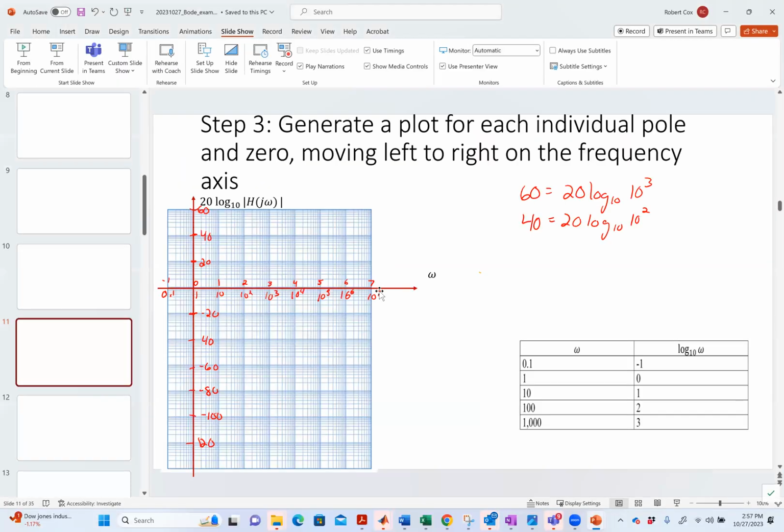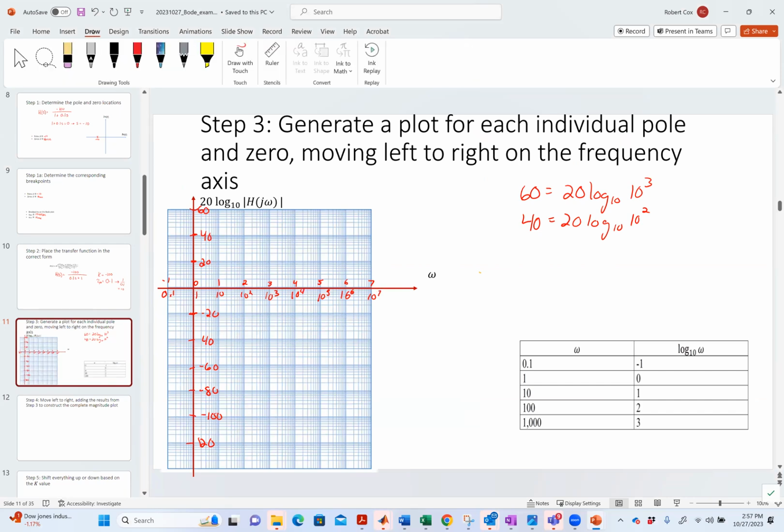All right, so I can change colors here. I want to draw them. I've only got one to draw here. The transfer function, probably just to remind ourselves, was H of s equal to -100 over 0.1 s plus 1. So I only have one pole to deal with. What happens with a pole?